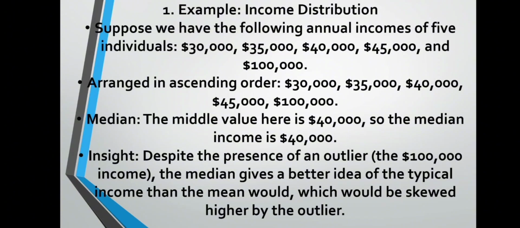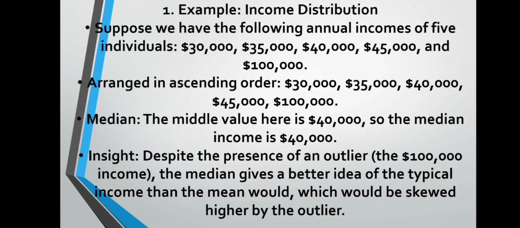Then in the next page we can see examples. The first example is income distribution. Suppose we have the following annual incomes of 5 individuals: $30,000, $35,000, $40,000, $45,000, and $100,000. At first we need to arrange the data in ascending order, from the smallest to biggest. So the smallest is $30,000, then $35,000, then $40,000, then $45,000, then $100,000.